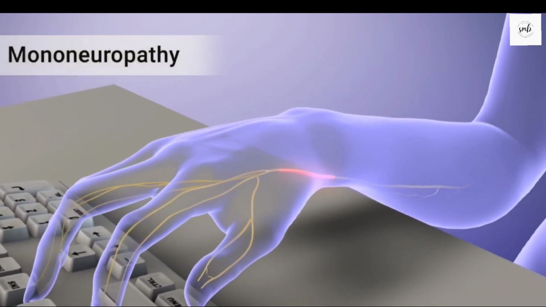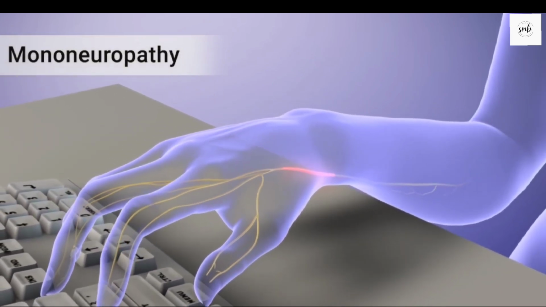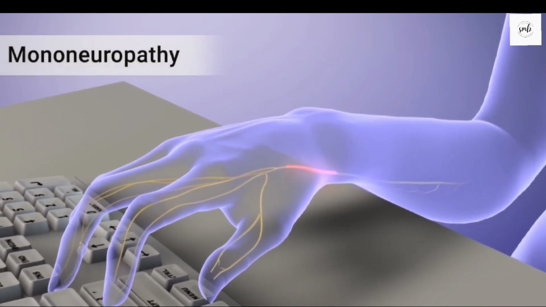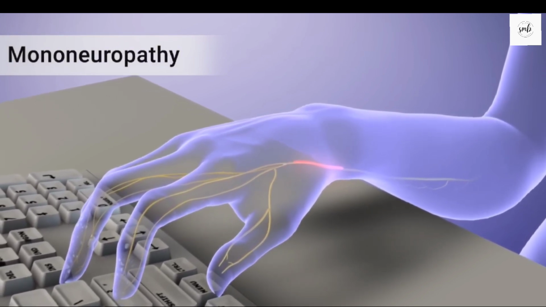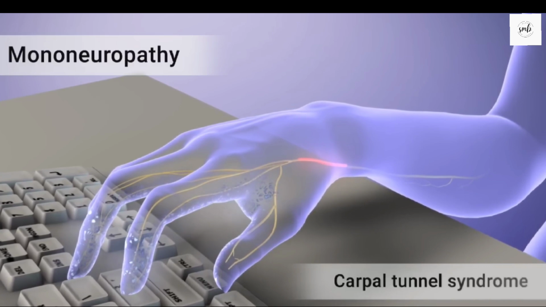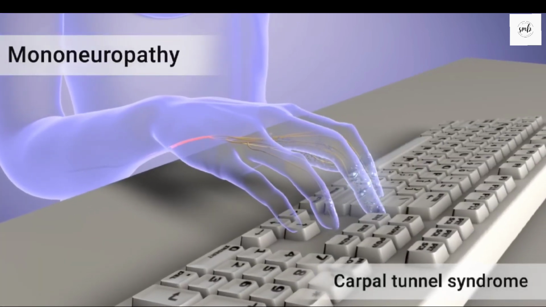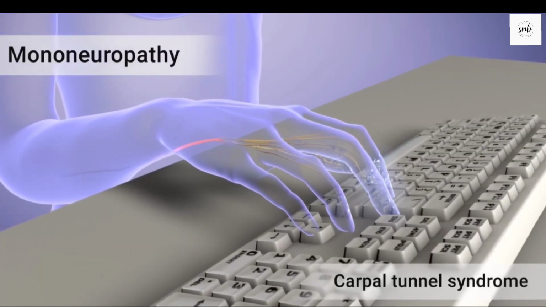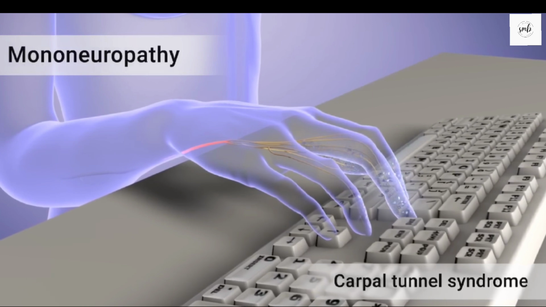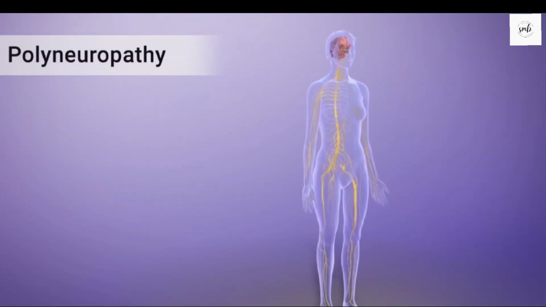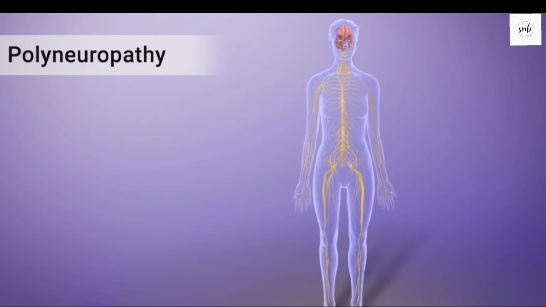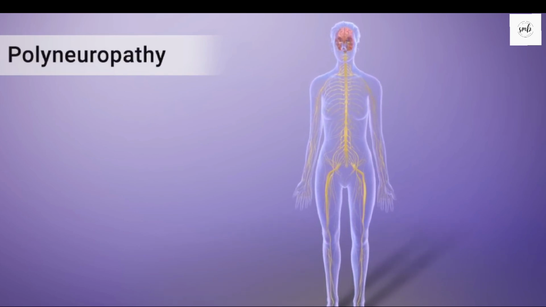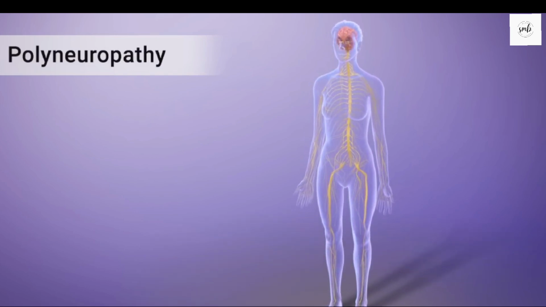One form of peripheral neuropathy is called mononeuropathy. It means you have damage to a single nerve. The most common mononeuropathy is carpal tunnel syndrome. It's a condition that compresses the median nerve in your wrist. Another form of peripheral neuropathy is called polyneuropathy. It's more common than mononeuropathy and can involve many nerves in different areas of your body.